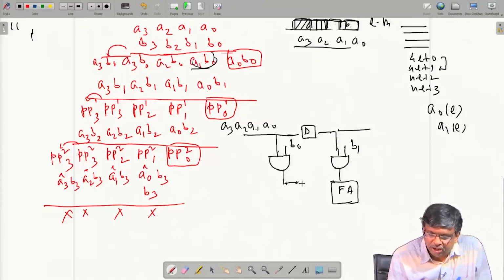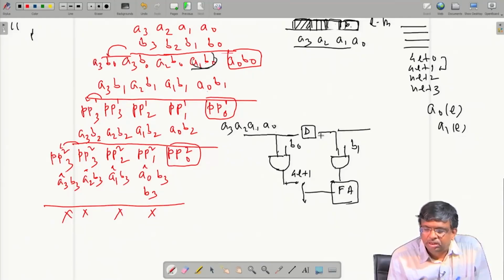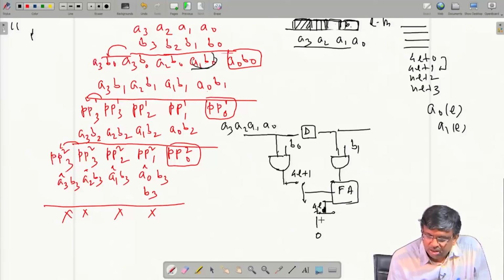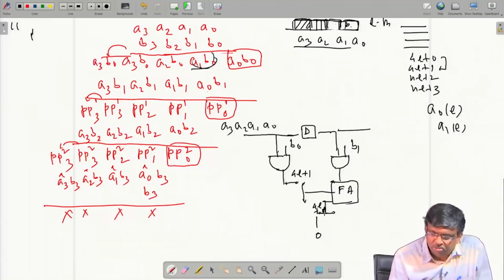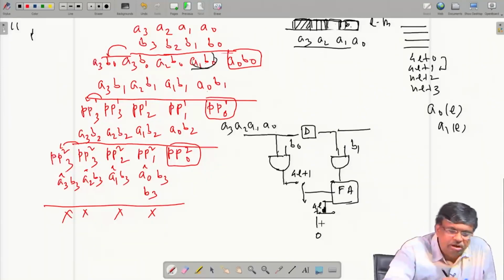So, to this full adder, I am giving a switch. Through the switch it is touching here at what time? 4L plus 1, at that time it is touching this. At that time, I have got A0 dot B1, and this is a carry input. Carry will start here, initial carry 0. So, this switch will touch it at 4L plus 1, that is the time, 4L plus 1, that is the time addition is starting here.